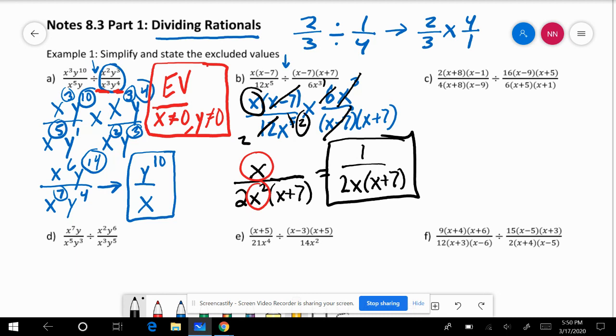Now what we're going to do is we're going to look at our excluded values. So with the excluded values, once again, it's what gives us 0 in the denominator. So what we have is x cannot equal 0 from right here. And then what we have is 7 and negative 7. But we're not done, because if you look right here, we have to include that because it was once on the bottom. The nice thing is that's a monomial, just like that one's a monomial. So we could put 0 twice, but we're only going to put it once.